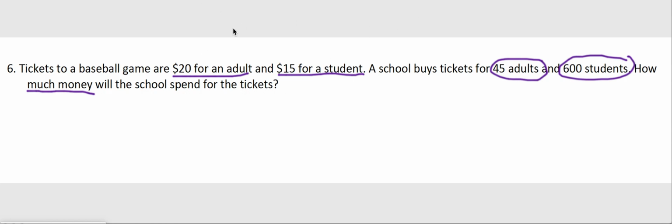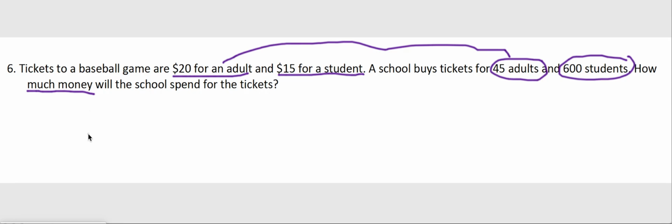So I see that I have two different groups. My first one is my adults. And I know that I have $20 per adult ticket and I have 45 adults. So I'm going to work with that group first in order to figure out how much money the school would spend on tickets for those 45 adults. So as we said earlier, we are going to be working in expanded form.